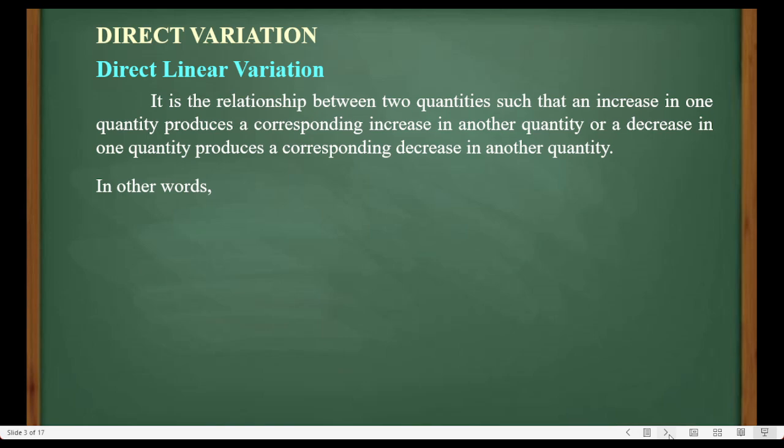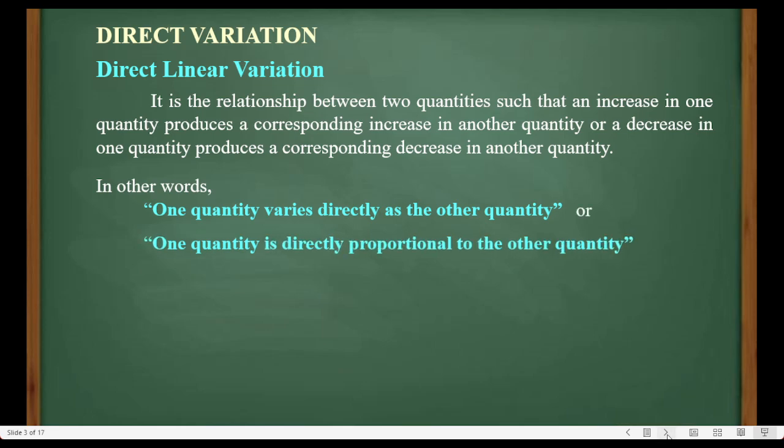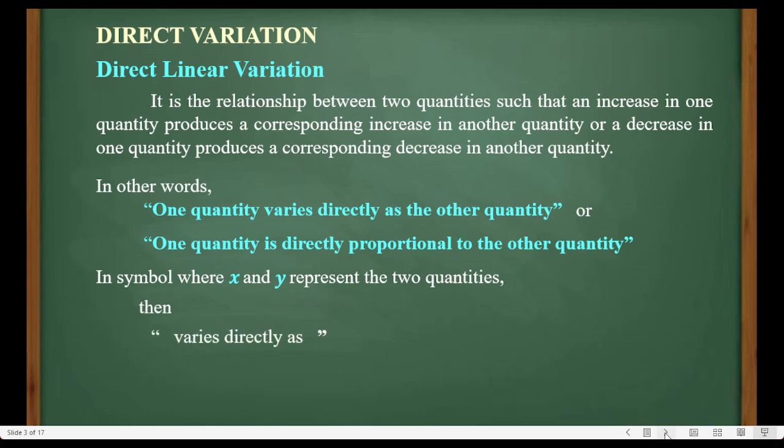In other words, if we use symbols for the quantities involved, say one quantity varies directly as the other quantity, or one quantity is directly proportional to the other quantity, in symbol where x and y represent the two quantities, then we could translate any of these two statements using the constant of variation k.